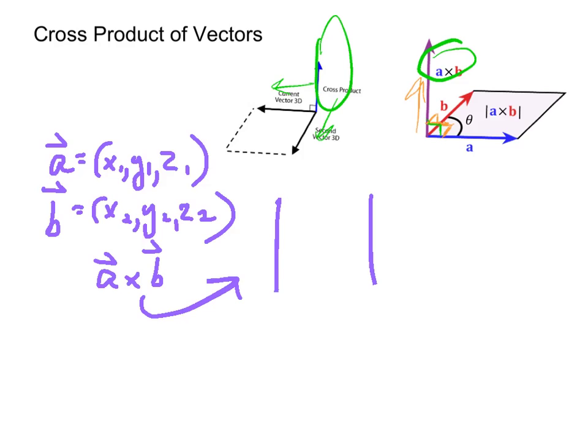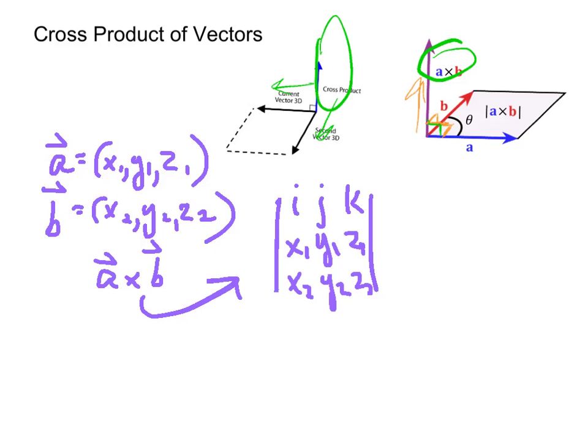We're going to set up our 3 by 3 determinant as such. Our first row is going to be the unit vectors. Like in the matrix unit, we're going to have an x column here and a y column here and a z column here, and the unit vectors for those axes go on top. Next, we have our A vector, which is x1, y1, z1, and our B vector, which is x2, y2, z2.